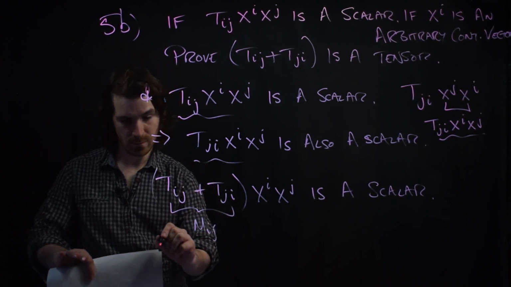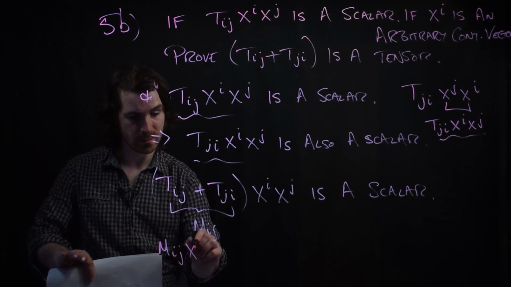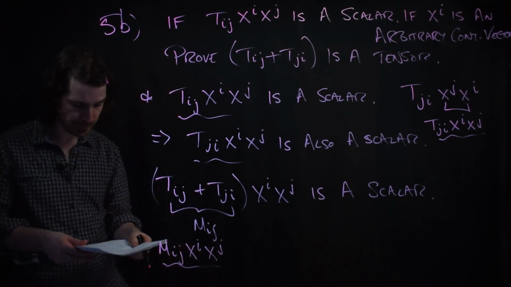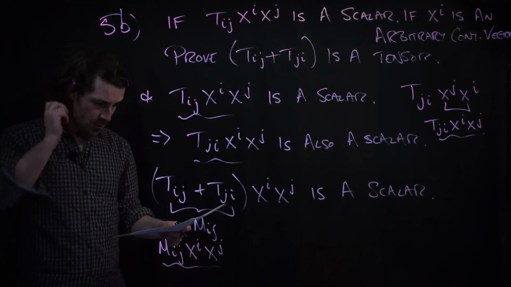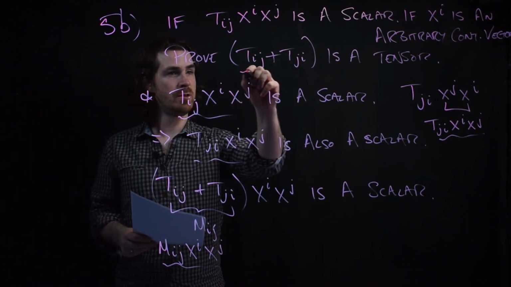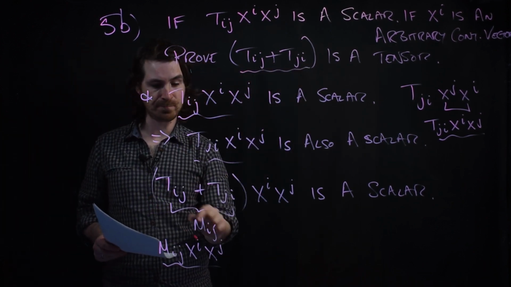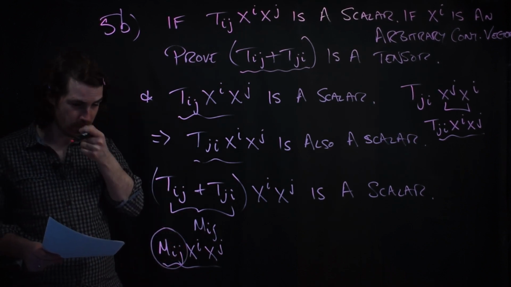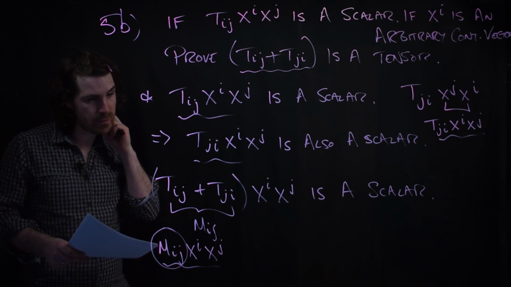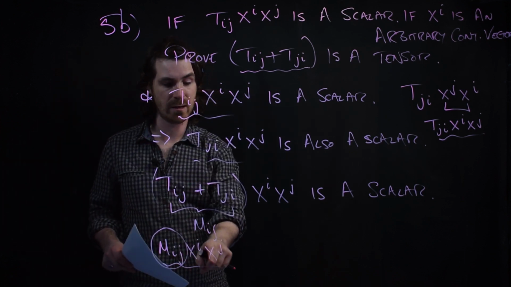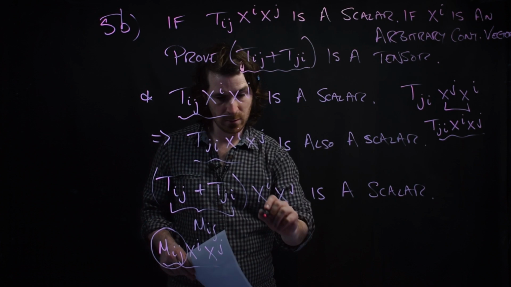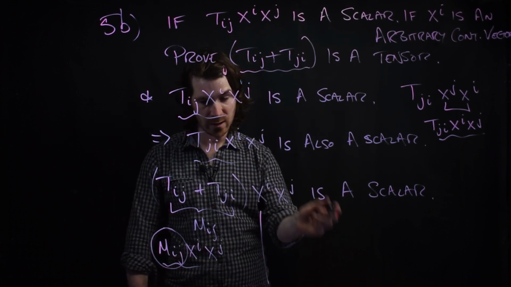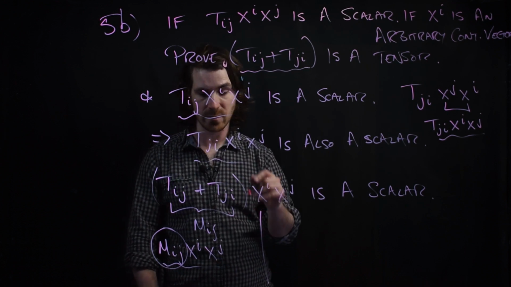Okay, Mij xi xj, this quantity, and we know that it's a scalar. Okay, so the question asks us to prove this thing, which we've called M. Prove that M is a tensor. Okay, so what we do is we use the fact that we know that Mij xi xj is a scalar. What does that mean? If it's a scalar, then we can transform to a coordinate system and the result is the same.